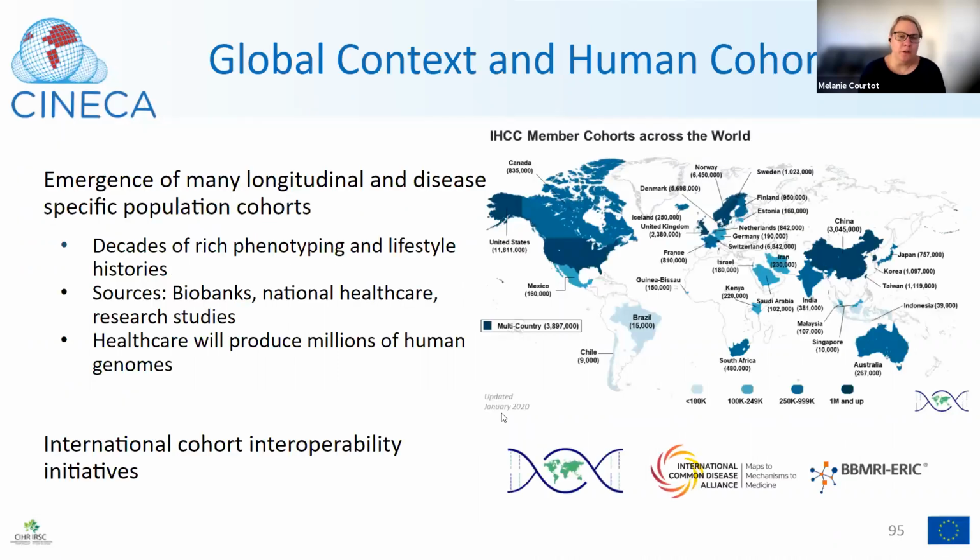Okay, so the global context, human cohorts. I suspect most of us are familiar with several of the efforts, so of course GA4GH. We also work with IHCC, the International Hundred Thousand Cohort Consortium, and all those efforts, ICDA, BBMRI, GA4GH, and Silica, are really targeting international cohort interoperability, trying to bring the data together and benefit healthcare and leverage the amount of information for those millions of human genomes we forecast healthcare will produce over the coming years.